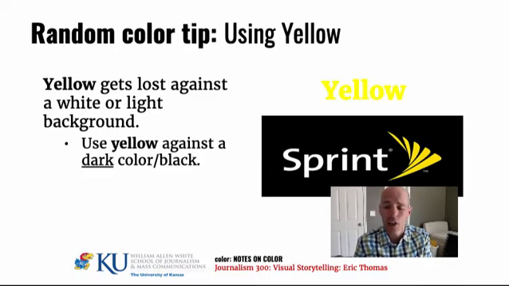And it's really uncomfortable in some ways to look at, and it's not very visible in some ways too. So oftentimes when we use yellow, we want to play it against some sort of a dark background, and that's why we see the Sprint corporate logo as being a yellow on top of a black, and that works much more effectively here, right?